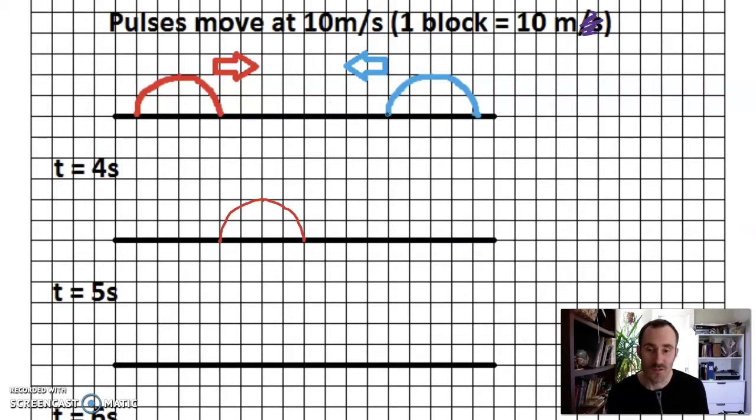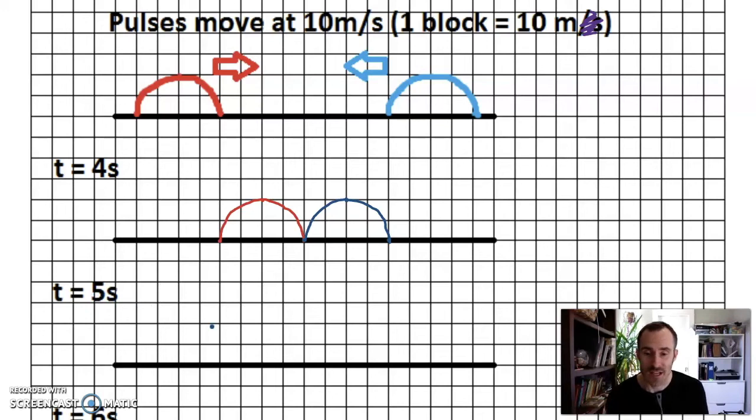And then I'll do my blue one. It has also moved 4. 1, 2, 3, 4. So that's right over here. And it has a height of 2, and its length is 4. It's also going to look exactly the same, like this. Okay, and they're still moving toward one another.